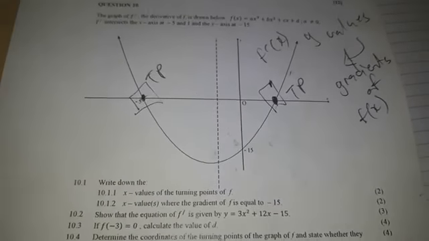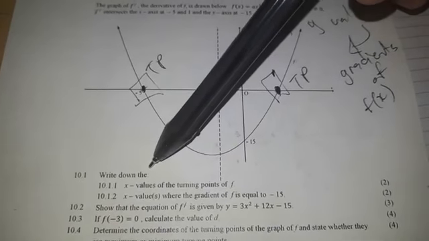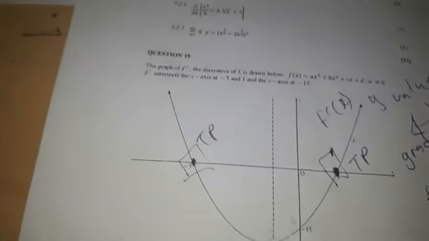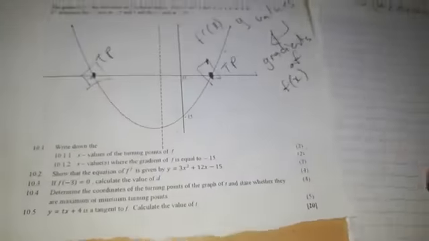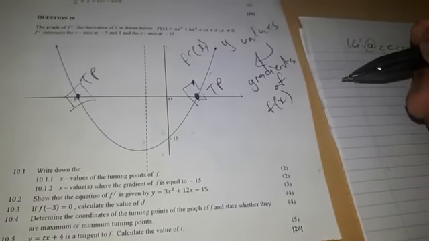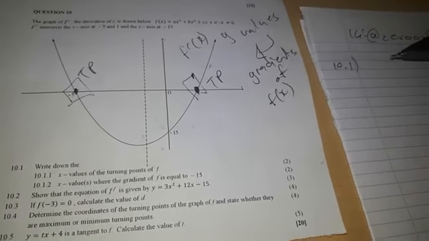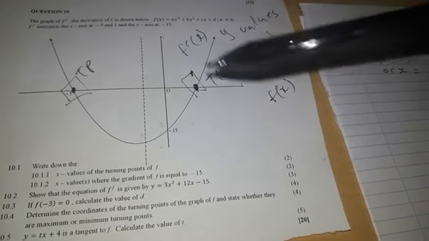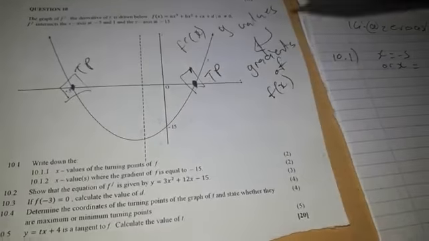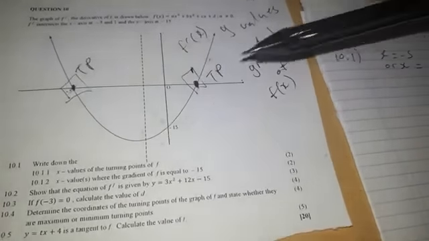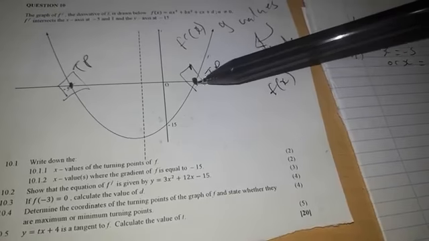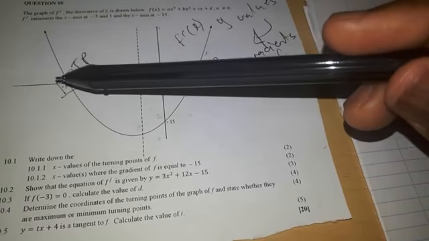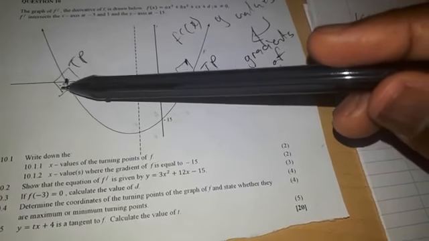So here they said, write down the x values of the turning points of f. Wow, okay, I didn't even see that, but that's a 2 mark question, as you can see. For 10.1.1, clearly x is going to be negative 5 or x is going to be equal to positive 1, like we said. The y values of this graph give you the gradients of the original one. So here the y value is 0, so the gradient is 0 where x is 1. The y value is 0 here, so the gradient is 0 where x is negative 5.